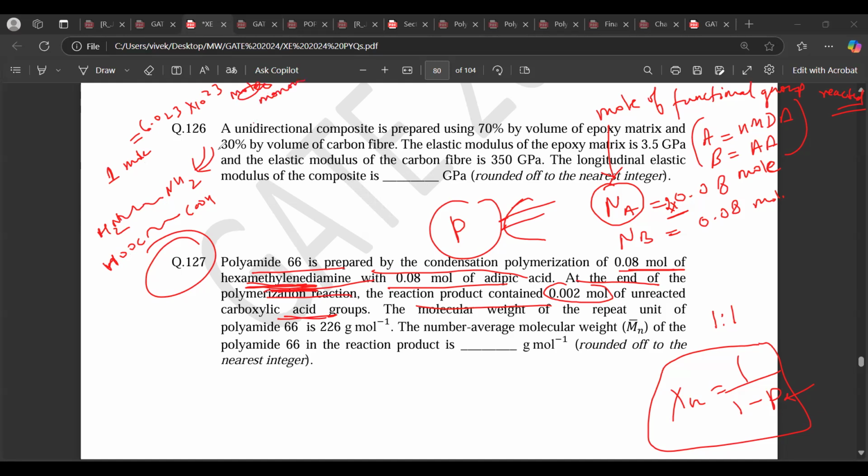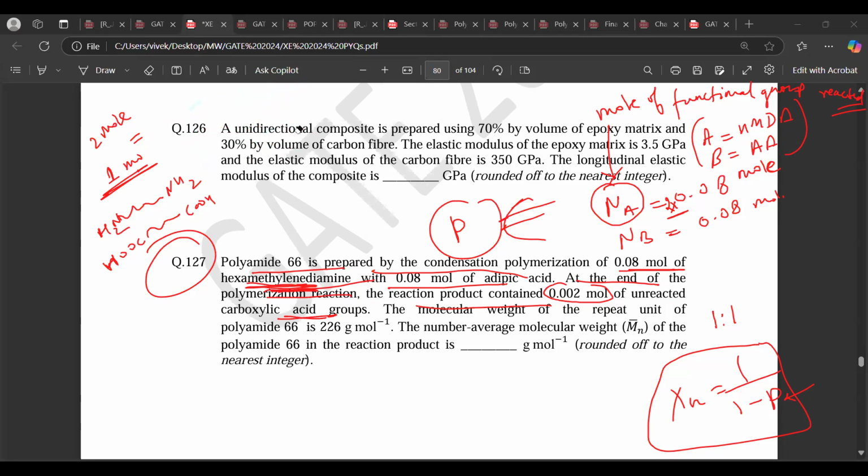Then how many functional groups? Each monomer has 2 functional groups. So you have to multiply 2 into 6.023 into 10 power 23 functional groups. This many functional groups is a mole. Right? This many number is 1 mole, no? So that is 2 moles, right? So 1 mole of monomer gives 2 moles of functional group. That is basic calculation understanding that you all should have.